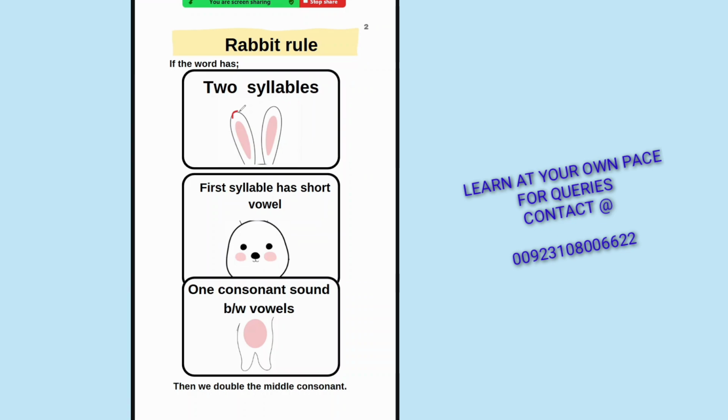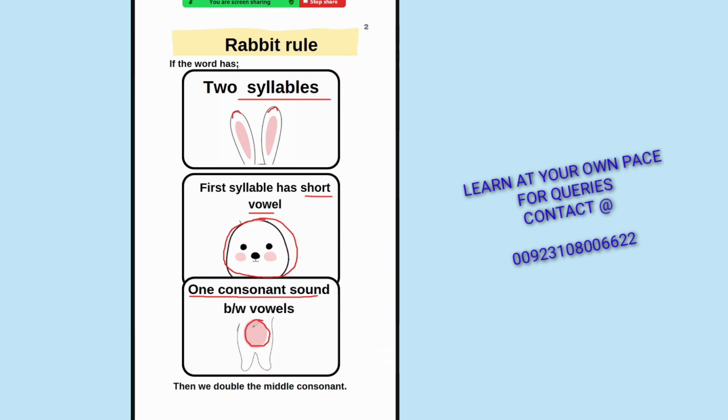See that two ears represent two syllables. The first syllable has a short vowel, so it has a very cute face. So have a short and a cute face. So the first syllable has a short vowel. Then add one consonant sound between the vowels. See, there is one consonant sound between the vowels.